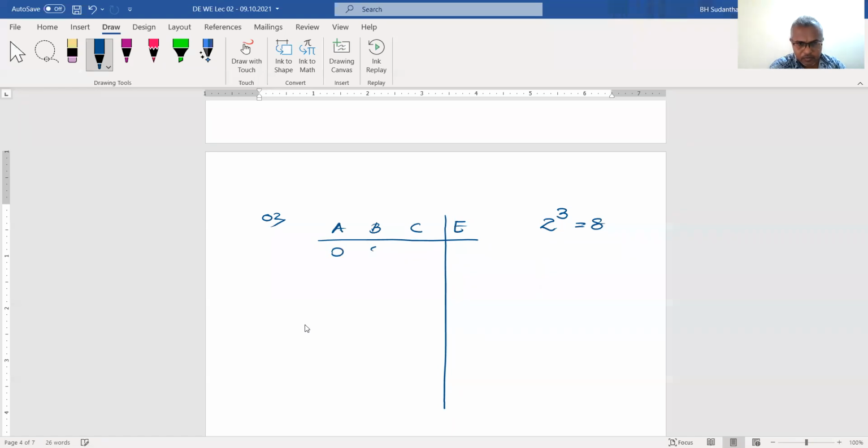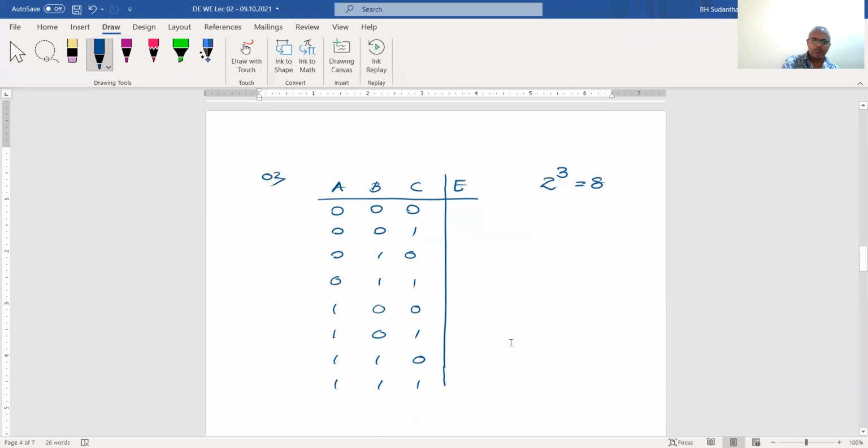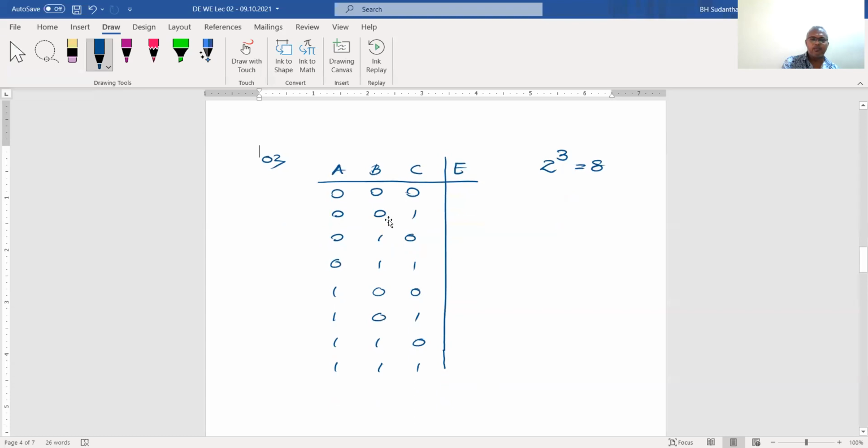Starting from 0, 0, 0, I'm writing this in ascending order of binary values. If you write this way, you will not miss any combination. If it is not possible to remember these things, remember this is one easy way to write the combinations. You know that 8 combinations are there, and the first combination is 0, 0, 0.